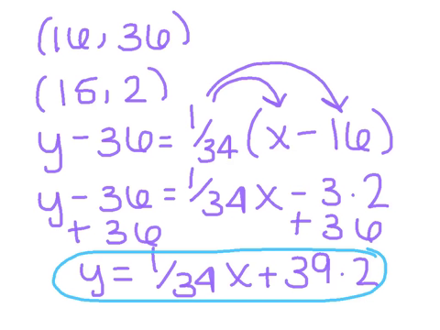I then have to distribute my slope to the x and the 16 that are in the parentheses, and that brings me to y minus 36 equals 34 x minus 3.2. Then I have to add 36 to both sides, so that gives me y equals 34 x plus 39.2. That ends up being my prediction equation, which I will later plug any point or any age that I want to figure out into where the x is.